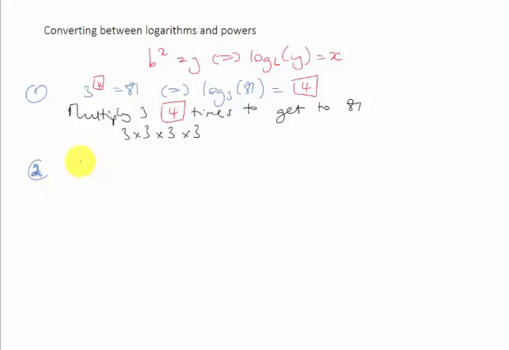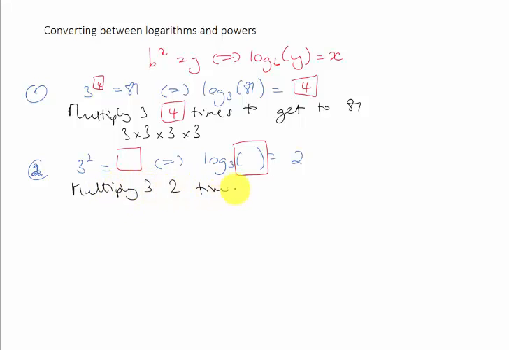Now let's have another example. We know that we've got 3 to the power 2, but that's equal to a number that we don't know, so that's equivalent to saying that the log in base 3 of this mystery number is equal to 2. So here we know that we have to multiply 3 2 times to get to a number.